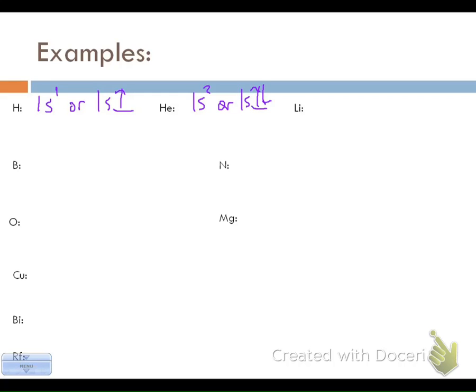For lithium, though, lithium's on row 2, so technically there is a shortcut. If it's on row 2, that means row 1 is full. We could use helium and then 2s up, or 2s1. Not much of a shortcut. It's about the same amount of writing, and the same for boron. So let's skip boron. Who's really interested in that? How about nitrogen? Nitrogen's on row 2, so we could start it with helium, and then 2s2, 2p3.